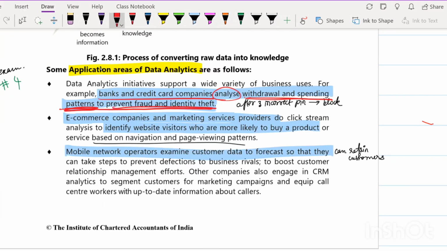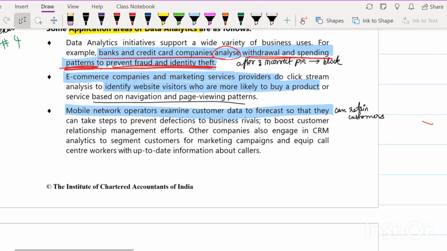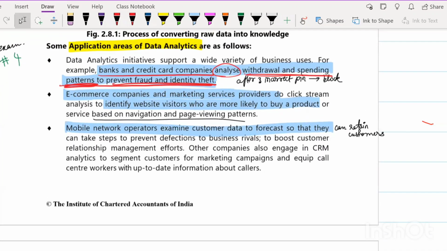The same way, after 3 incorrect pins, your card will get locked. So all these areas. Here the bank is one of the areas where you can use your data analytics.